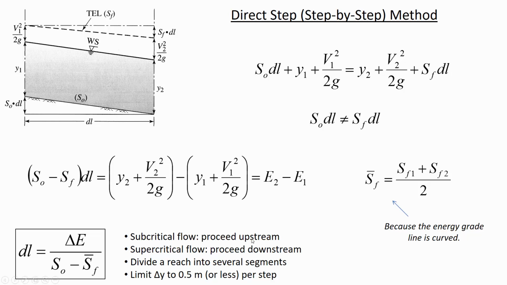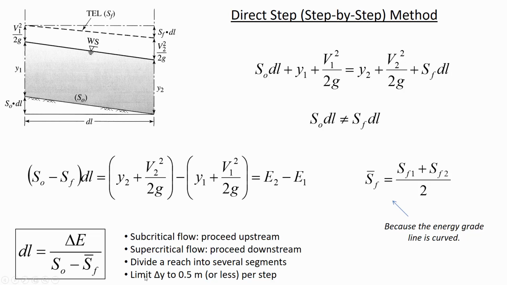Now, there are a couple of guidelines on how we should apply this. The first is that if we have subcritical flow, then we work from a known location that is downstream and work upstream. The reason why is that it's upstream that we're going to be able to find the normal depth again in a subcritical flow. In the case of a supercritical flow, then typically what we'll do is start with a known depth upstream and then work downstream instead.